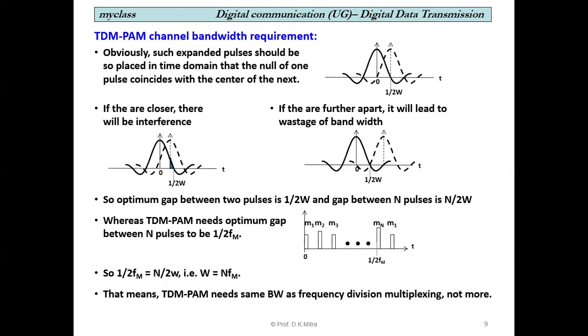Now we have seen how to create pulses, how to multiplex the pulses in time division or frequency division, and what the bandwidth requirement is.